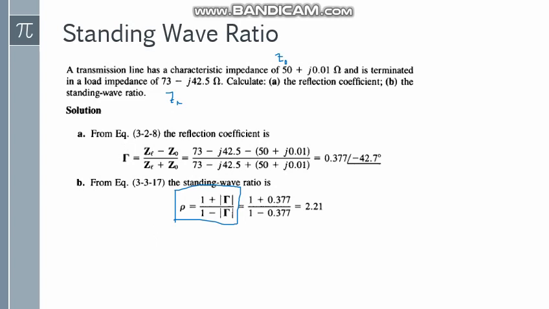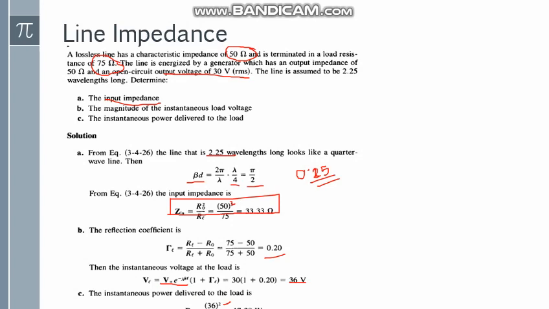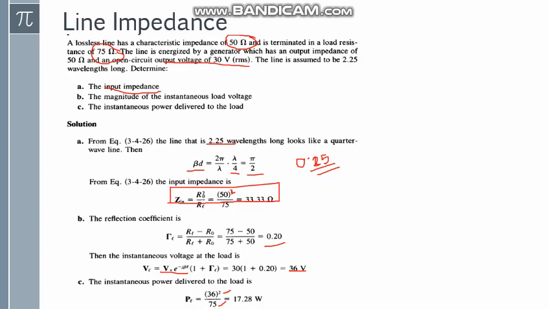And that is the standing wave ratio. The third type of method is the line impedance, to calculate the line impedance. Here you can see that a lossless line has a characteristic impedance of 50. That means that is Z0. Characteristic impedance is Z0, and is terminated in a load resistance of 75.